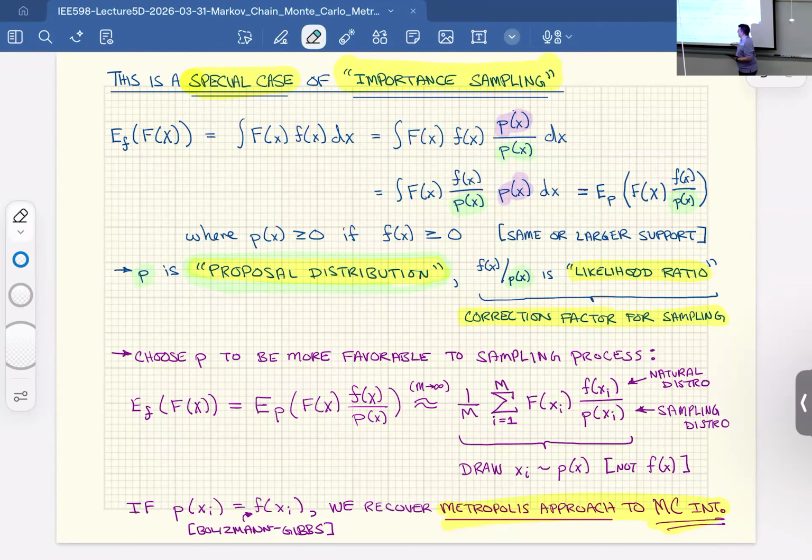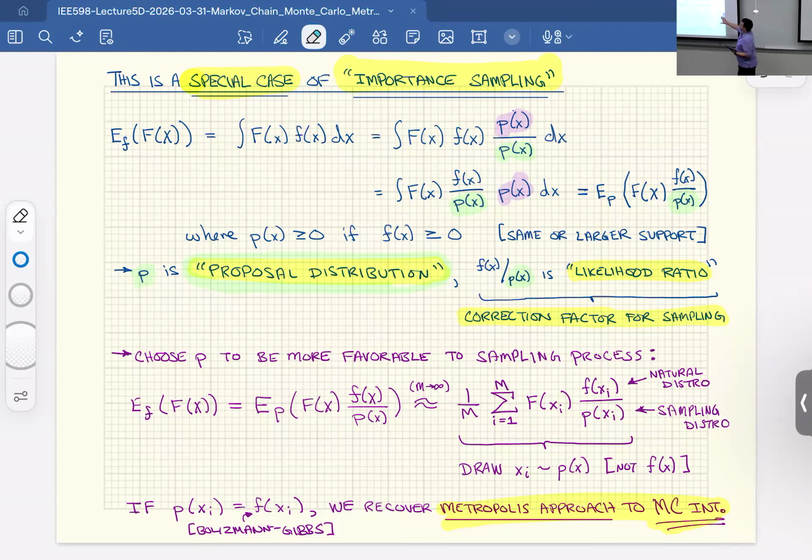And in this Metropolis approach to Monte Carlo integration, they just picked their proposal distribution to be the Boltzmann distribution because they thought that would be more sampling efficient. So you can choose lots of proposal distributions. They chose the Boltzmann and then said, let's figure out how to sample from Boltzmann.